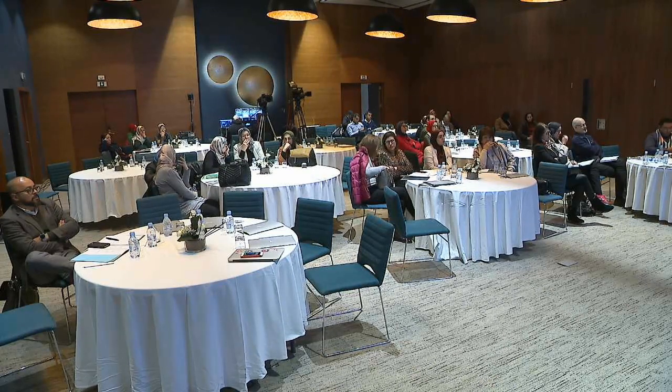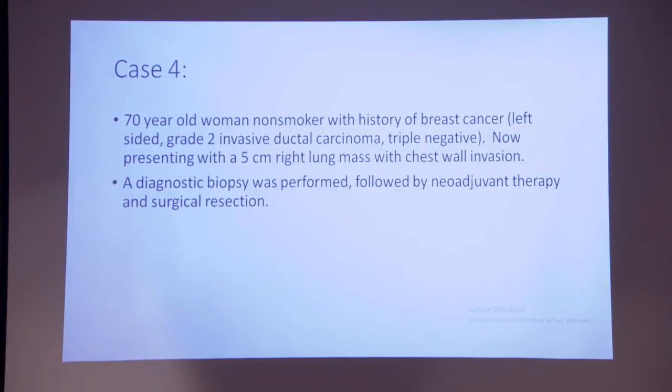Okay, our final case, a 70-year-old woman who's a non-smoker with a history of breast cancer, and you can see the details about the breast cancer there, is now presenting with a 5-centimeter right lung mass with chest wall invasion. She undergoes a diagnostic biopsy, followed by neoadjuvant therapy and surgical resection. I'm not going to show you the diagnostic biopsy. Suffice it to say, it was diagnosed as a lung cancer, and it underwent neoadjuvant therapy accordingly. They managed to shrink it enough that they could perform an adequate surgical excision, including a chest wall resection.